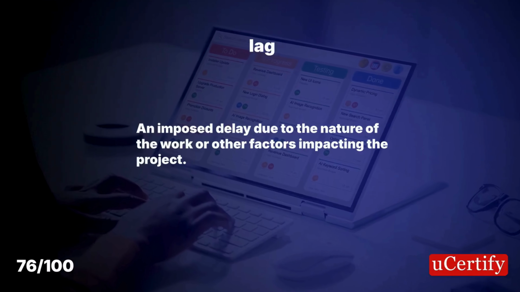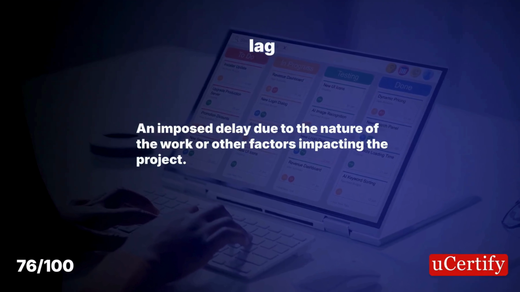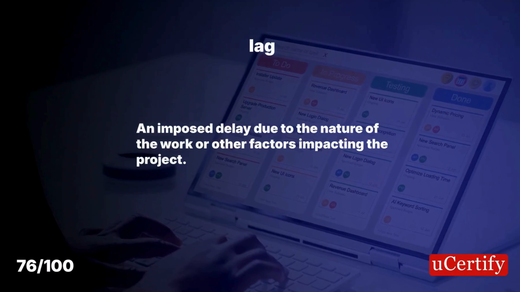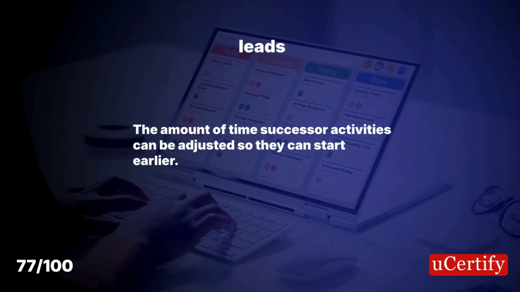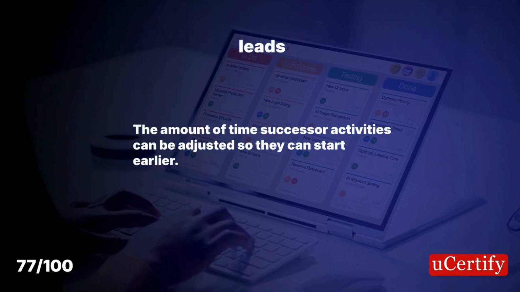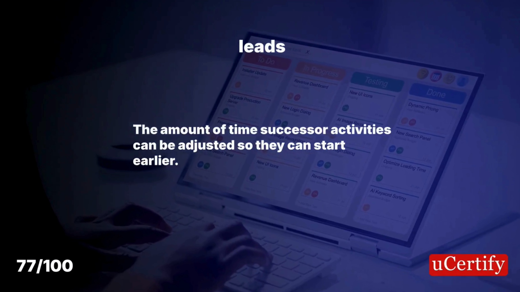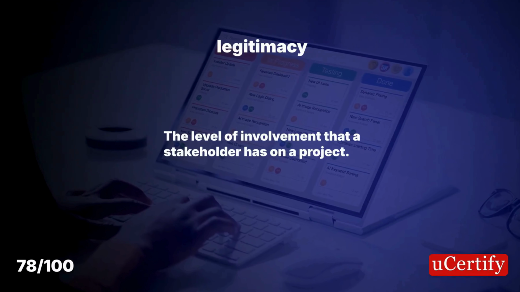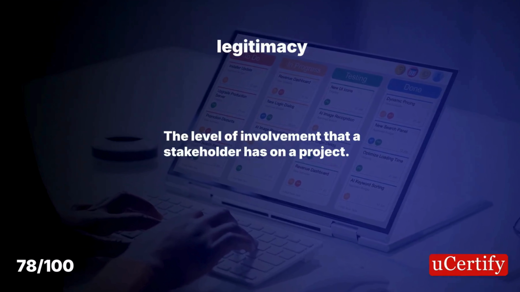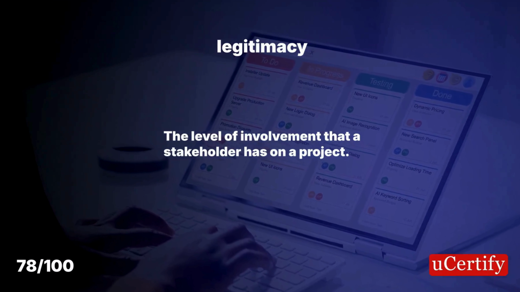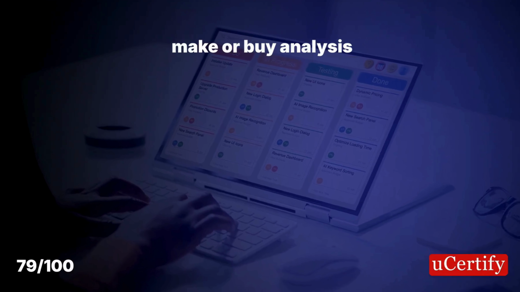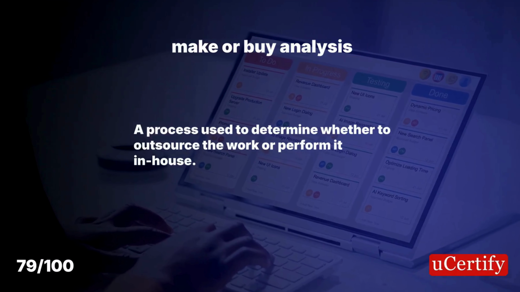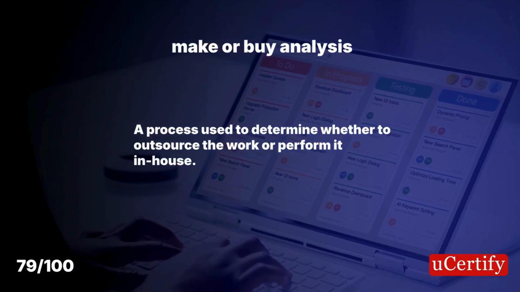Term: lag. Definition: an imposed delay due to the nature of the work or other factors impacting the project. Term: leads. Definition: the amount of time successor activities can be adjusted so they can start earlier. Term: legitimacy. Definition: the level of involvement that a stakeholder has on a project. Term: make or buy analysis. Definition: a process used to determine whether to outsource the work or perform it in-house.